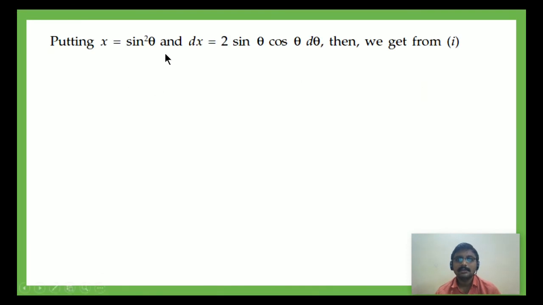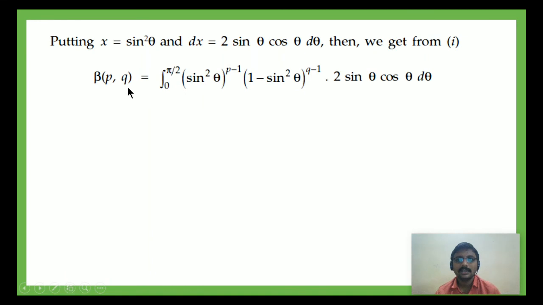So putting x equal to sine square theta, differentiating on both sides, dx is the derivative of sine square theta, which is 2 sine theta, and then the derivative of sine theta is cos theta d theta. So substituting these values in equation 1, the beta of p, q becomes the integral from 0 to pi by 2 of sine square theta whole power p minus 1, 1 minus sine square theta whole power q minus 1, dx is 2 sine theta cos theta d theta. This is obtained by replacing x as sine square theta and dx as 2 sine theta cos theta d theta.